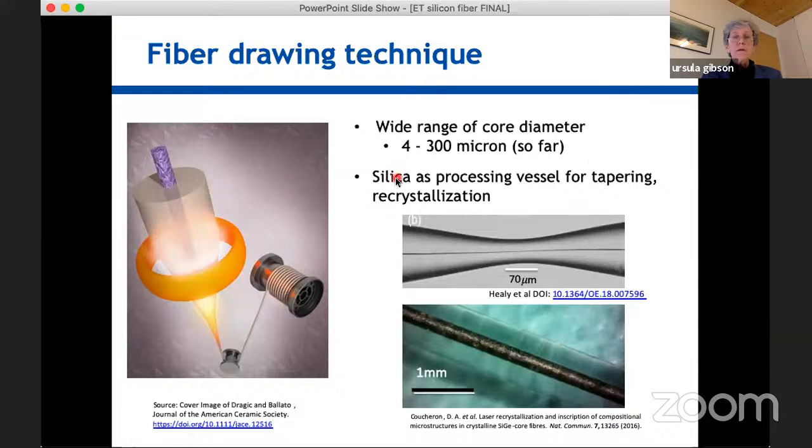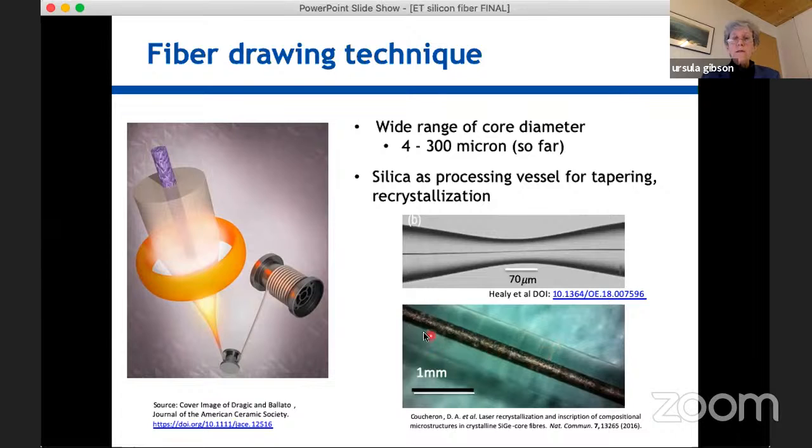So I said that the silica acts to form the fiber. It can also be used after the fact as a vessel for tapering and recrystallization of the core. This is an example which is on a very small scale because our collaborators in England are interested in the nonlinear optical properties of the core. And so they wanted it as small as possible to get the highest intensity of light. But you can see that the glass can be used essentially to manipulate the core that you have, and you can get different shapes inside.